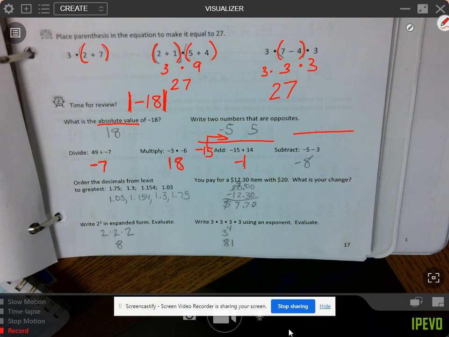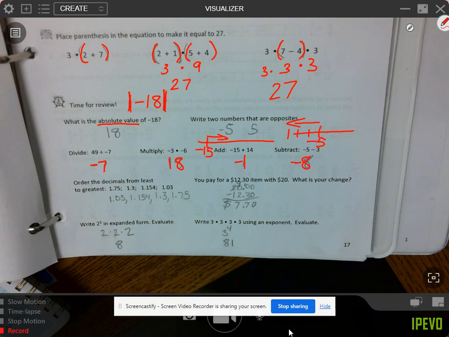-5 minus 3, if we're on that number line and we're at -5 and we're going to subtract, subtracting goes to the left. We need to go over 3 places and we end at -8. Any questions on our positives and negatives?